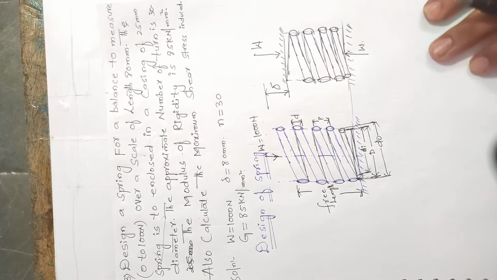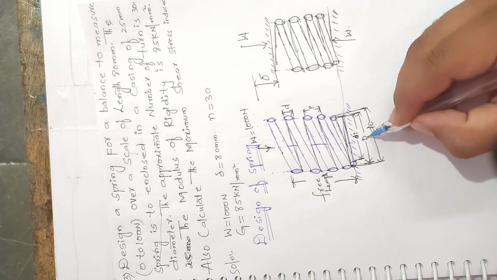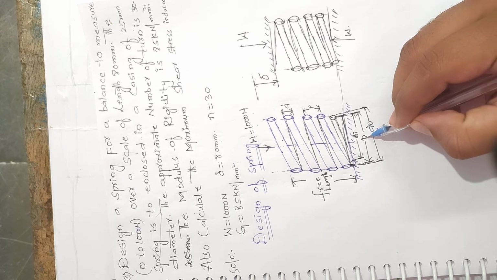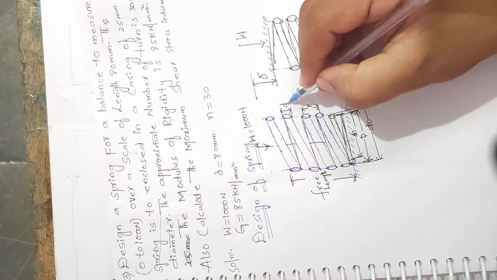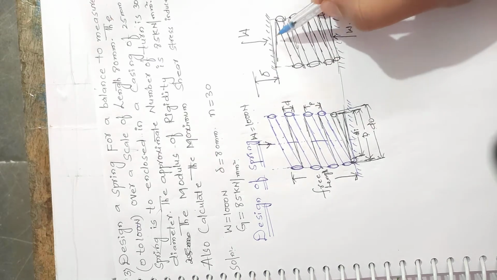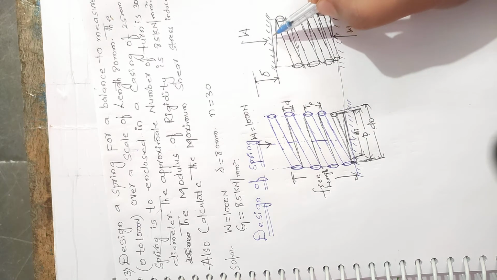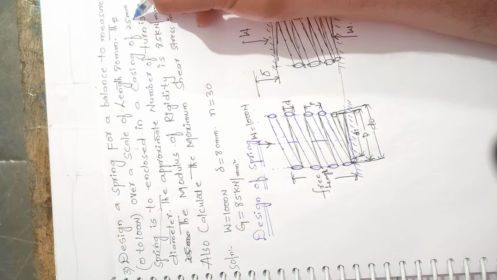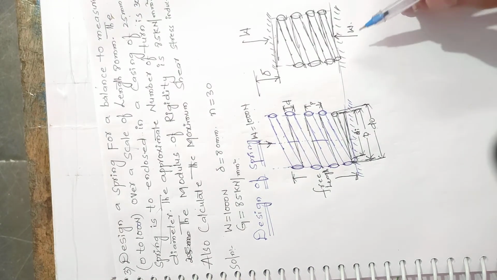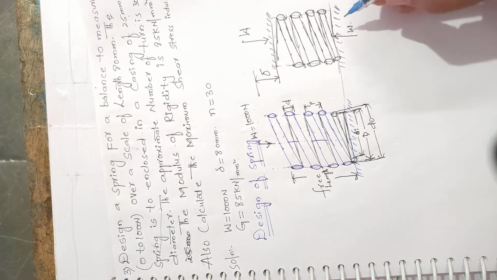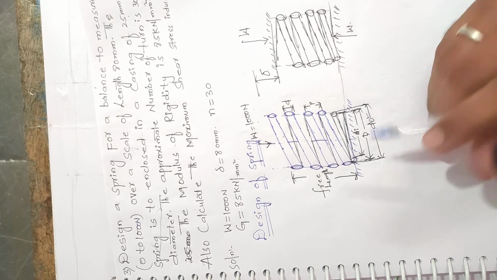So it is W. Capital D is the diameter, or the mean diameter of the spring coil, and small d is the diameter of the spring wire. As well, the spring is enclosed in a casing of 25 mm diameter, so the outside diameter of the spring coil should be lesser than 25 mm. The outside diameter of the spring should be lesser than 25 mm.